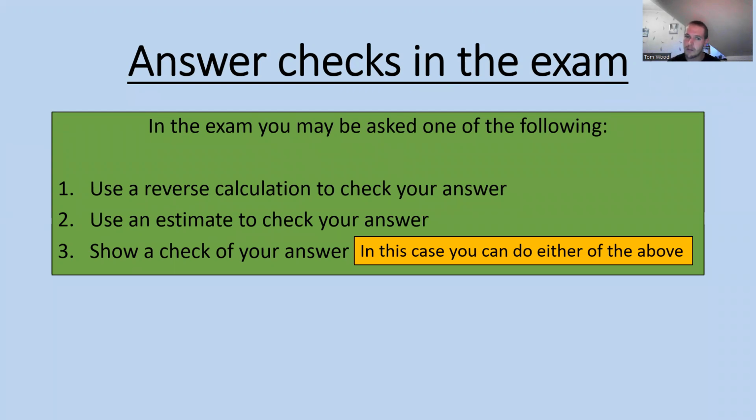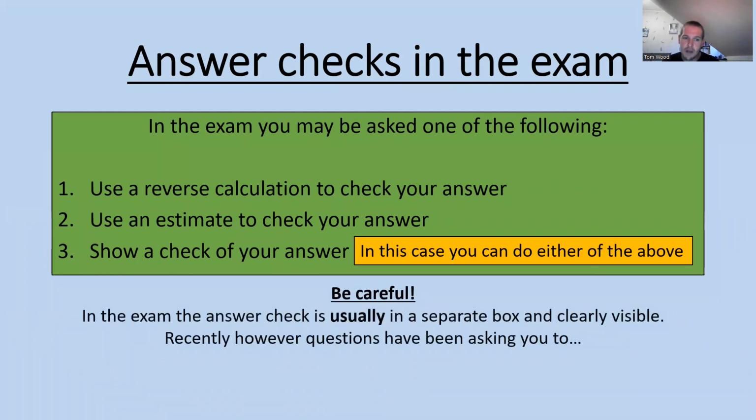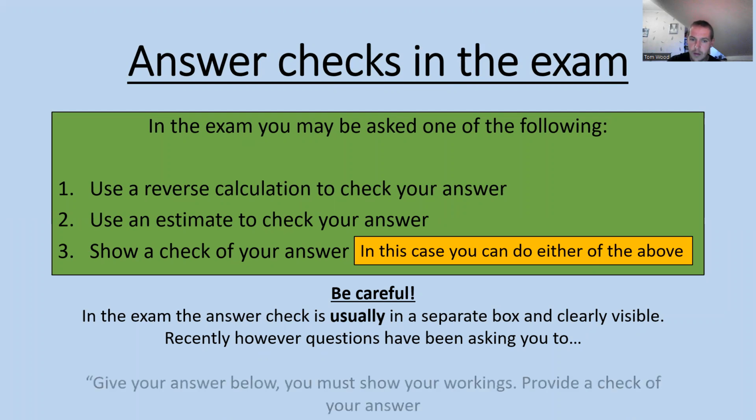And again, finally then, so it says show a check of your answer. And that just means you can do either an estimate to check or a reverse calculation, whichever one you prefer. Do be careful though, because in the exam, they usually use a separate box for this. So it will have your normal question here, and then under it, there'll be a separate box with maybe a little tick on it, and it will say, show a check of your answer, or use a reverse calculation to check your answer.